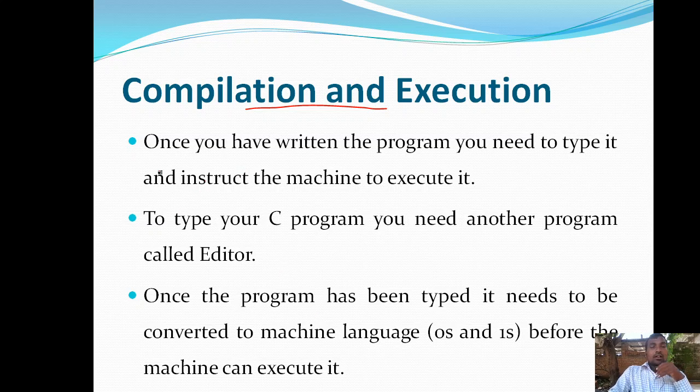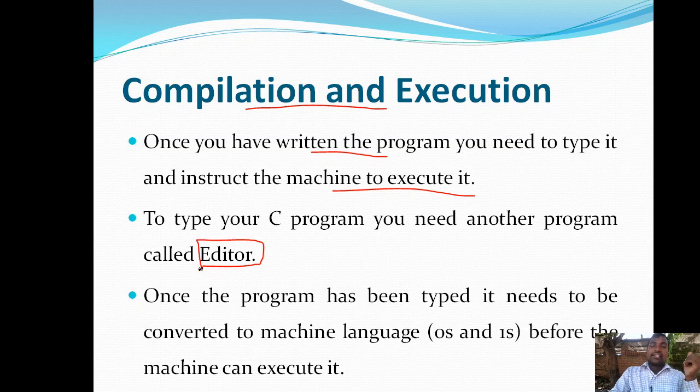Okay, so here once you have written the program, you need to type it and instruct the machine to execute it. First of all you have to write the program. For writing the program, you need to type with the help of a keyboard. Then after writing the program, you need to instruct the machine to execute it. Okay, so that can be done with the help of several commands that we are going to discuss in the further slides. Now to type your C program you need another program called an editor.